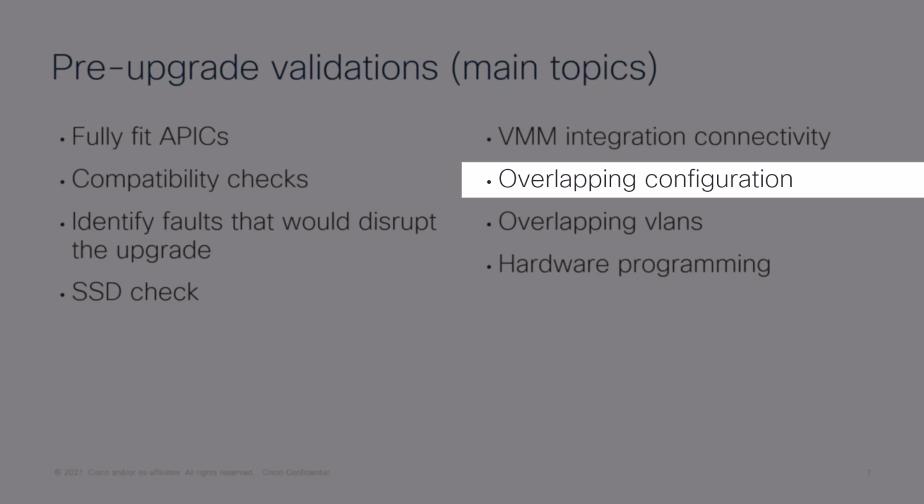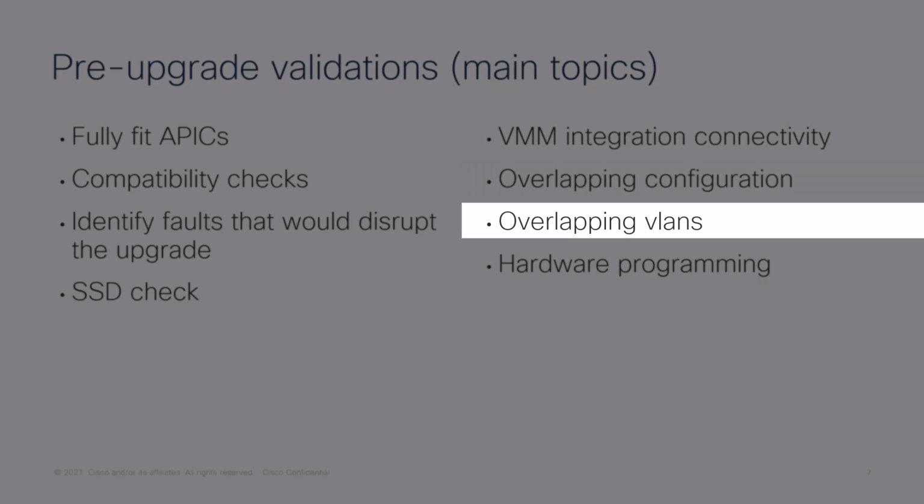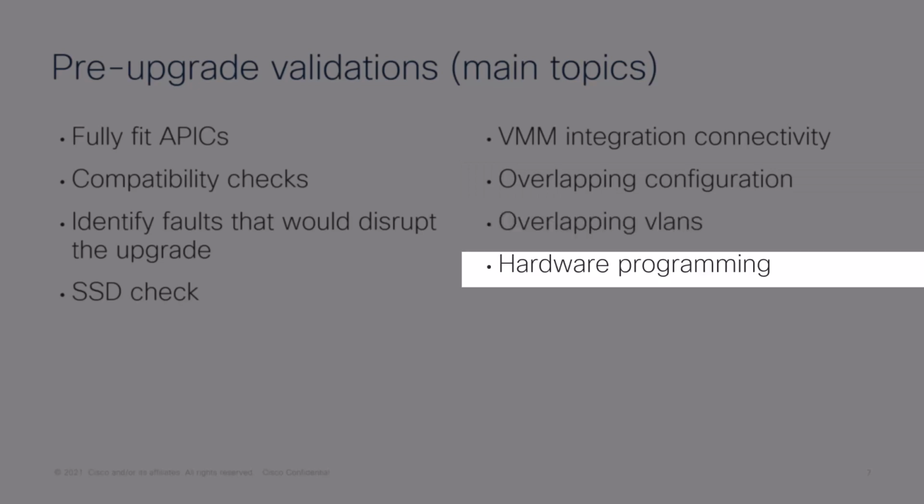Overlapping configuration for ports will be checked and validated. Overlapping VLAN pools will also be validated. Hardware programming will be checked for issues. Faults should also be observed for contract programming issues.